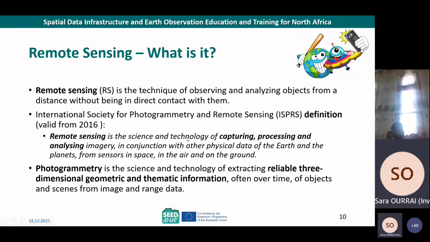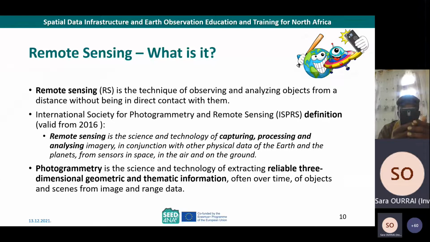Strict definition, from the International Society for Photogrammetry and Remote Sensing. This definition is valid from 2016. Remote sensing is the science and technology of capturing, processing, and analyzing imagery in conjunction with other physical data of the Earth and the planets from sensors in space, in the air, and on the ground. So all three components are here: capturing, which deals with the sensors, processing, which deals with the images, and analysis.